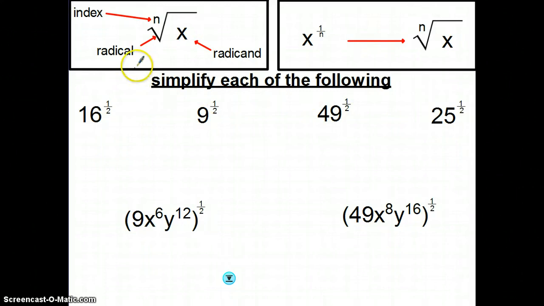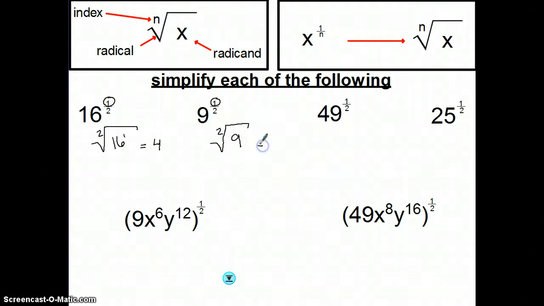So down below, we're going to go ahead and simplify each of the following. The best way to do this is by first rewriting it as a radical expression. So this denominator 2 is my new index of my radical, and inside my radicand is 16 to the power of the numerator, which is 1, or just 16. Here, the square root of 16 is 4, so this simplifies to just 4. To the right, the denominator becomes my index, so I have the square root of 9, or 9 to the first power. Square root of 9 is 3, so this simplifies to just 3.